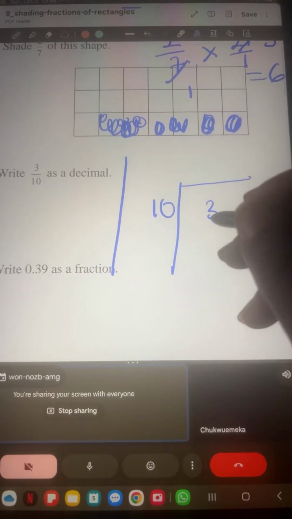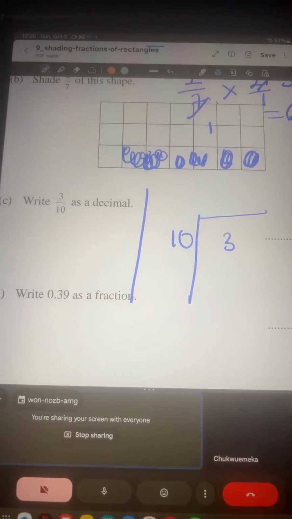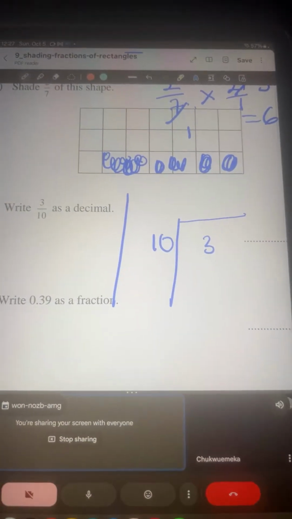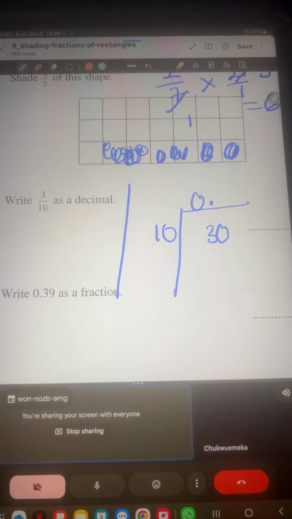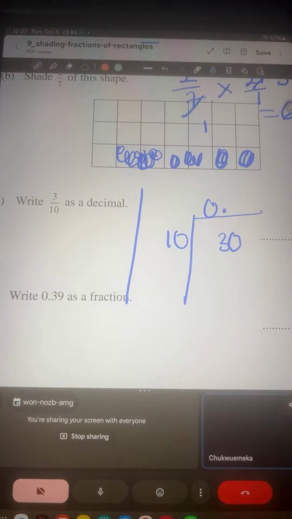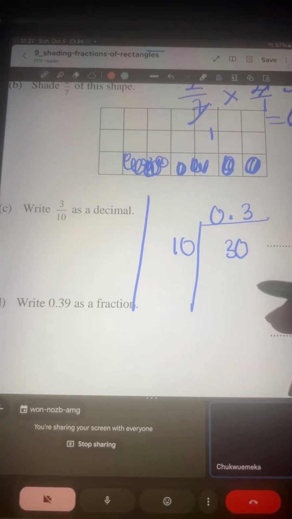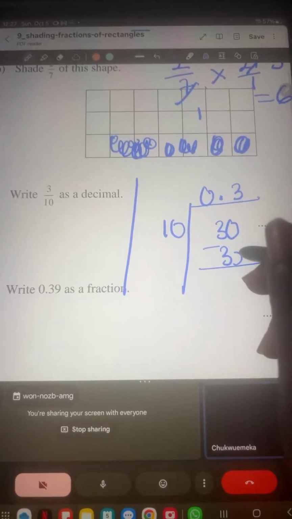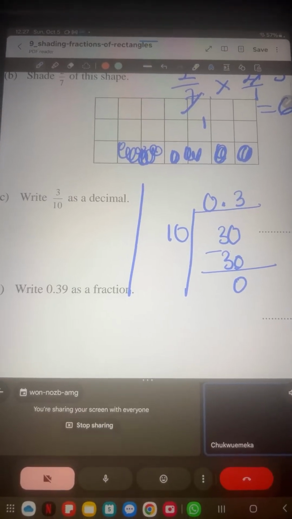Now you say 3 divided by 10, it's impossible because 10 persons cannot be sharing 3 oranges. That's too small for them, isn't it? So because of that, you have to add 0, and once you add 0, you put a point. So 30 divided by 10 will give us 3, and 3 times 10 is the same thing as 30. Then you subtract and you will get 0. So the answer is 0.3. Does that make sense? Yes.